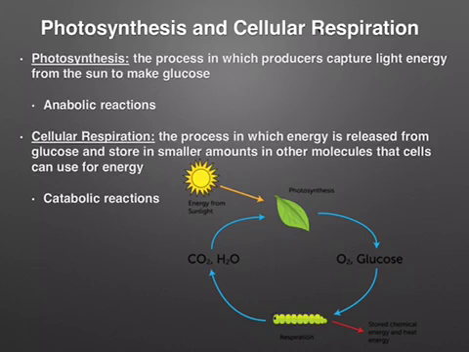So lastly, photosynthesis and cellular respiration are examples of your anabolic and catabolic reactions. Photosynthesis is the process in which producers capture light energy from the sun to make glucose, whereas in cellular respiration, energy is released from glucose and stored in smaller amounts in other molecules that cells can use for energy. So this is catabolic because it's releasing energy and we're making smaller molecules. Photosynthesis is where we're making a larger molecule from a smaller molecule.